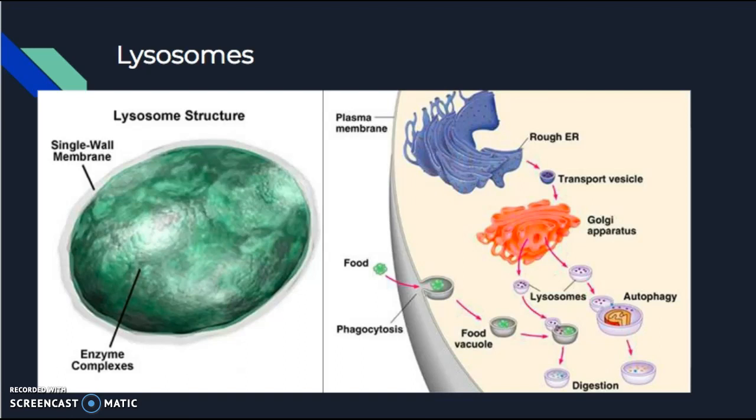In the picture to the left, you can see a lysosome structure, and in the center are the enzyme complexes, and it is surrounded by a membrane that is made up of phospholipids. In general, lysosomes range from 0.1 to 1.2 micrometers in size.